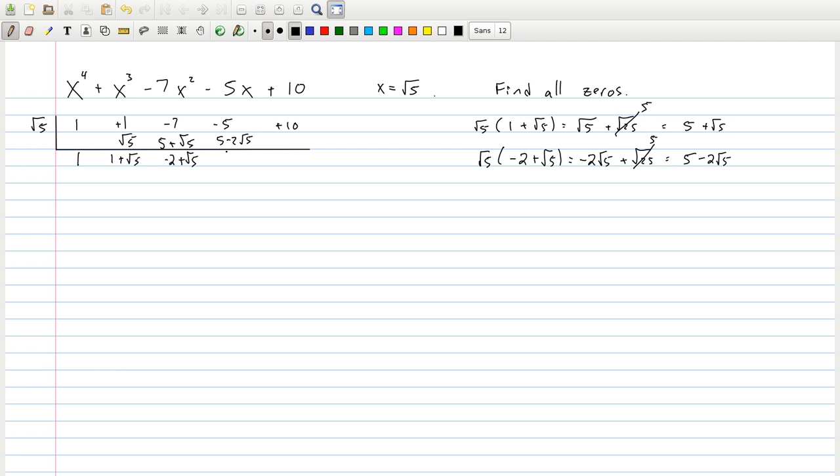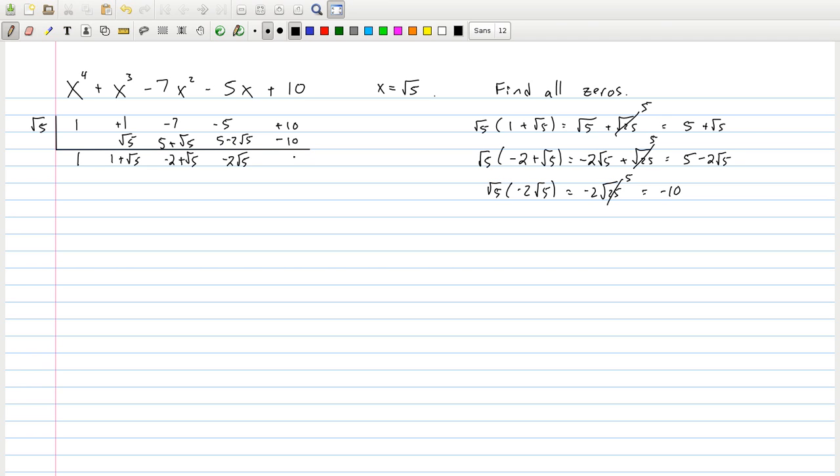Combining like terms, the negative 5 and the positive 5 cancel, leaving us with just negative 2 radical 5. And then we multiply. Radical 5 times negative 2 radical 5. I'm going to write that over to the side. Multiplying these together gives us negative 2 radical 25. But radical 25 is 5. We can simplify this by multiplying these together to give us a negative 10.